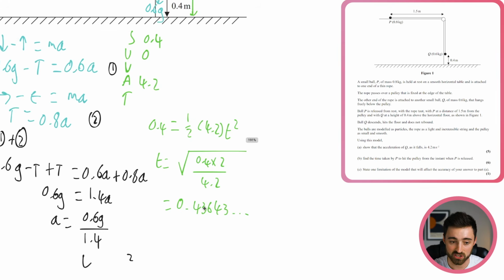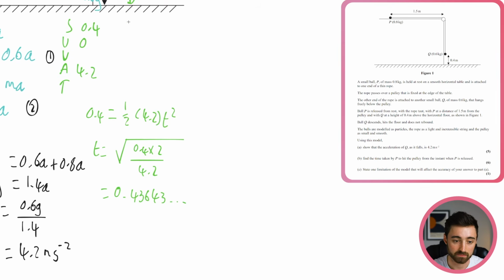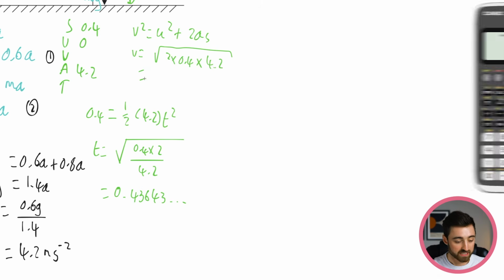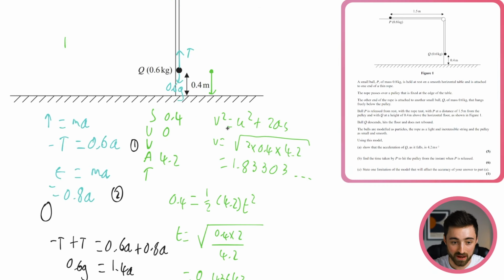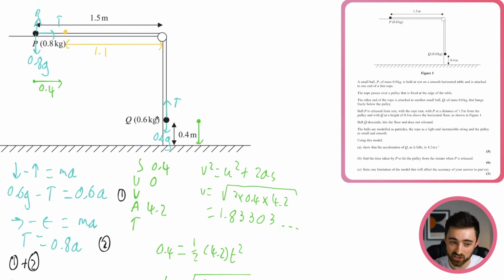If I did v squared equals u squared plus 2as here, what would I get? u squared is 0. So v is going to be the square root of 2as, which is 2 times 0.4 times 4.2. Stick that in your calculator and you'll get another grim number, 1.83303... Okay, so if we now think about this yellow bit of motion, it's actually quite simple.